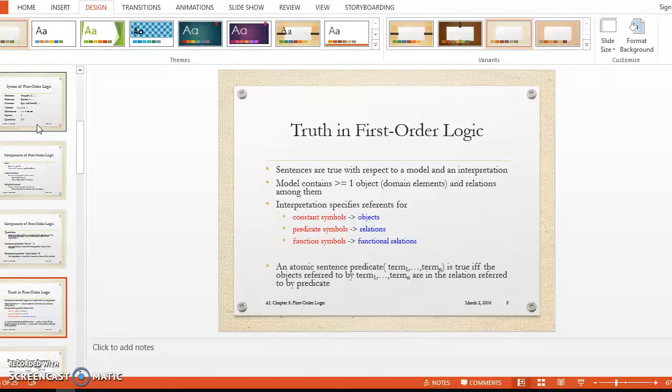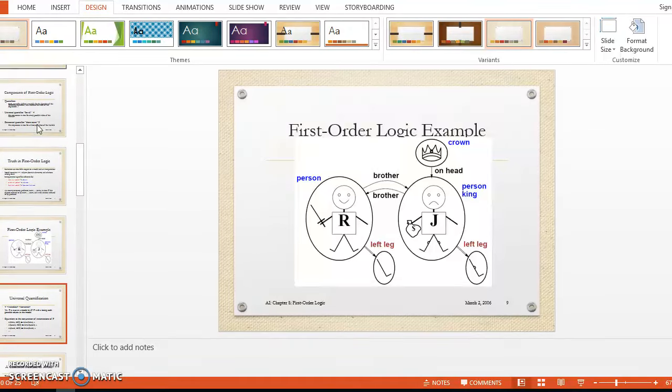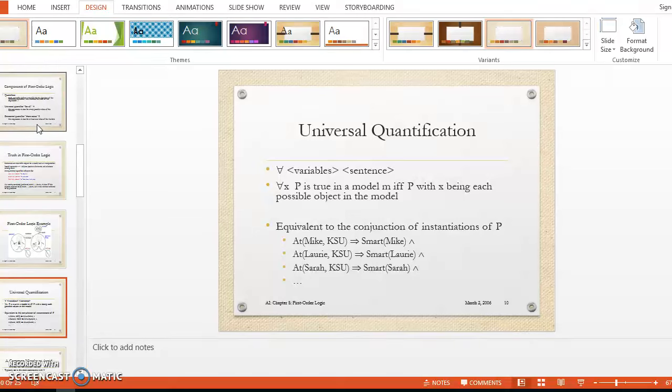And the next one, sentences are true with respect to a model and an interpretation. I mean which symbols we are going to use to declare true or false statements. So we have three symbols: constant symbol, predicate symbol and function symbol. And the next one, we have one example to describe first order logic. So here we have a person and on head. The on head denotes the person's objects.